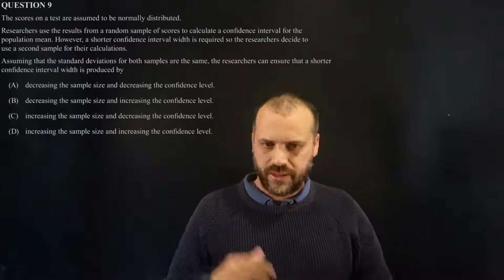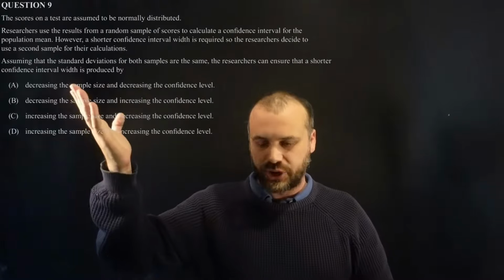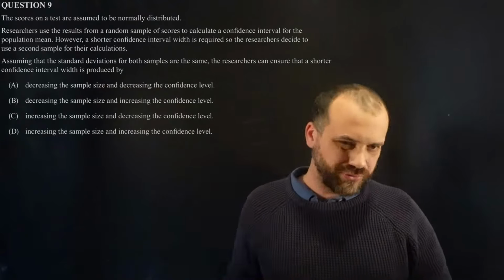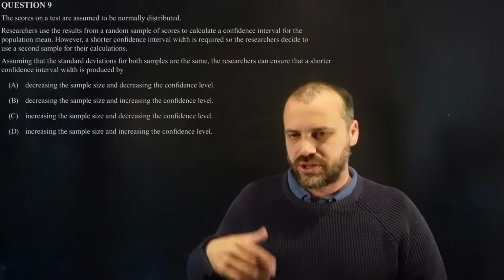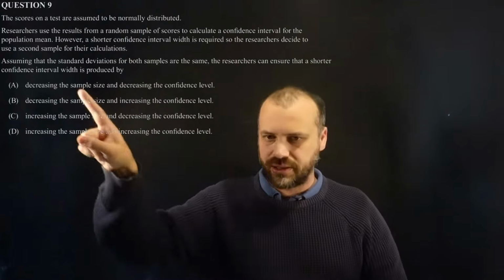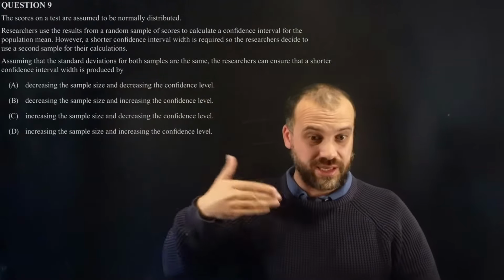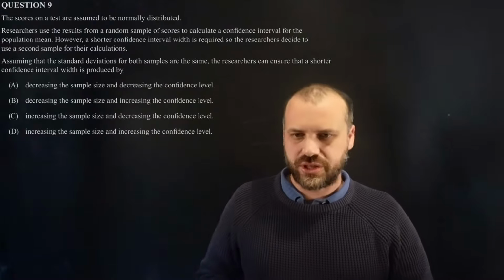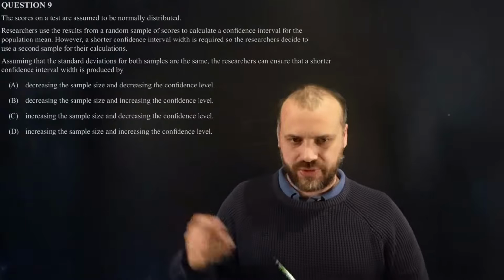Let's get started. Now with a question like this, we don't have to do any calculations. We just have to know how changing the sample size or changing the confidence level affects our confidence interval. So you can read the question here, but basically it says, assume that the standard deviations for both samples are the same. We're about to take a second sample. The researchers can ensure that a shorter confidence interval width is produced by doing one of these four things.